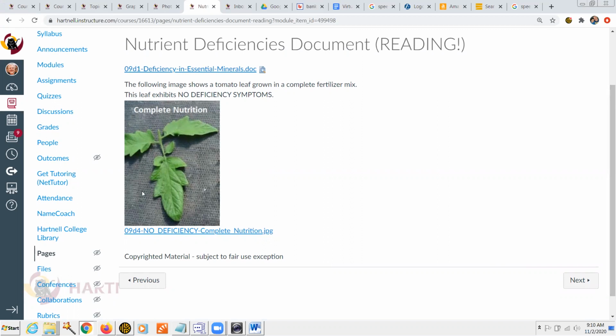One photo that is not included is a healthy tomato leaf. So I have added that here in the module's content so you can see the happy, healthy, complete nutrition tomato leaf.